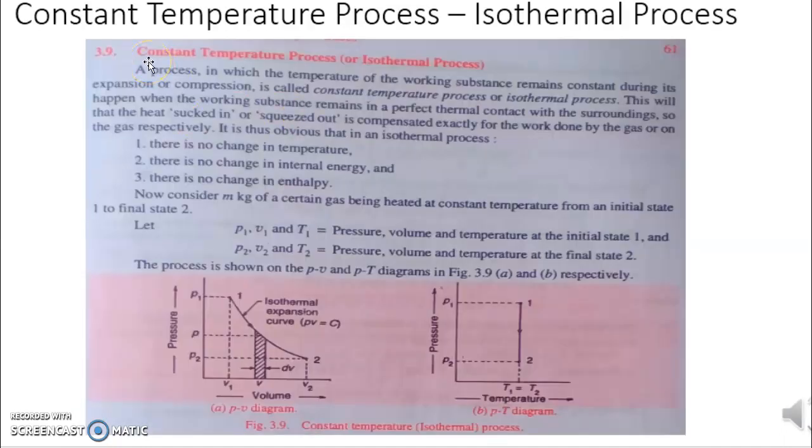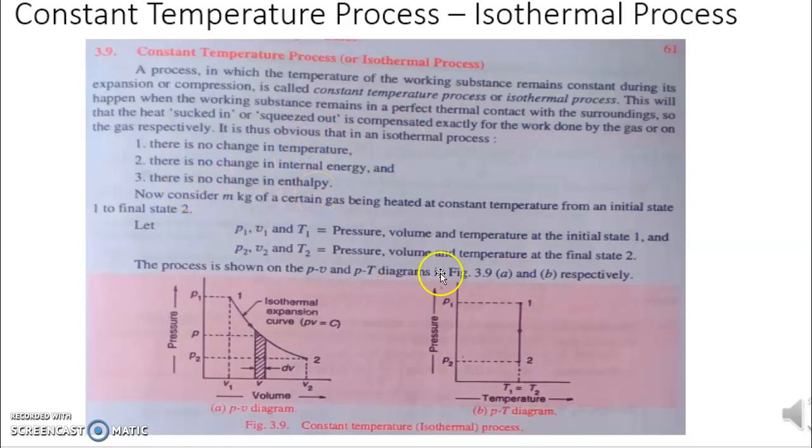It's a constant temperature process, isothermal process. During this process, the temperature remains constant, so it is called isothermal process. And the working substance remains in perfect thermal contact with its surroundings. The heat sucked in or squeezed out is compensated exactly for the work done by the gas or on the gas respectively, to maintain the temperature constant. For an isothermal process, no change in temperature, no change in internal energy, no change in enthalpy.